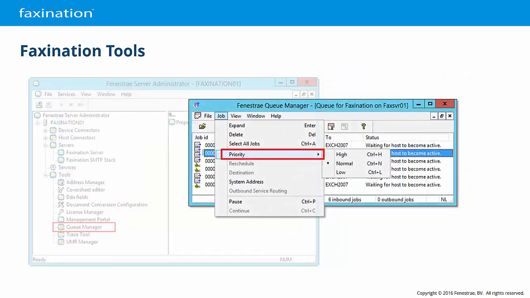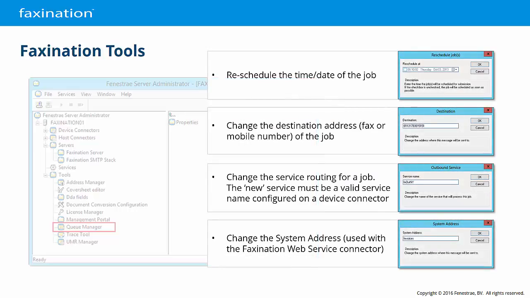You can make changes to jobs in the queue by right-clicking on them. Under Priority, you can set the message to High, Normal, or Low Priority. You can also reschedule the date and time of a job, change the destination address, which is the fax or mobile number, change the service route for a job. You must ensure that the new service route is valid, or else the job will remain in the queue indefinitely. And change the system address of a job, which is used with Faxination web services and other host connectors.